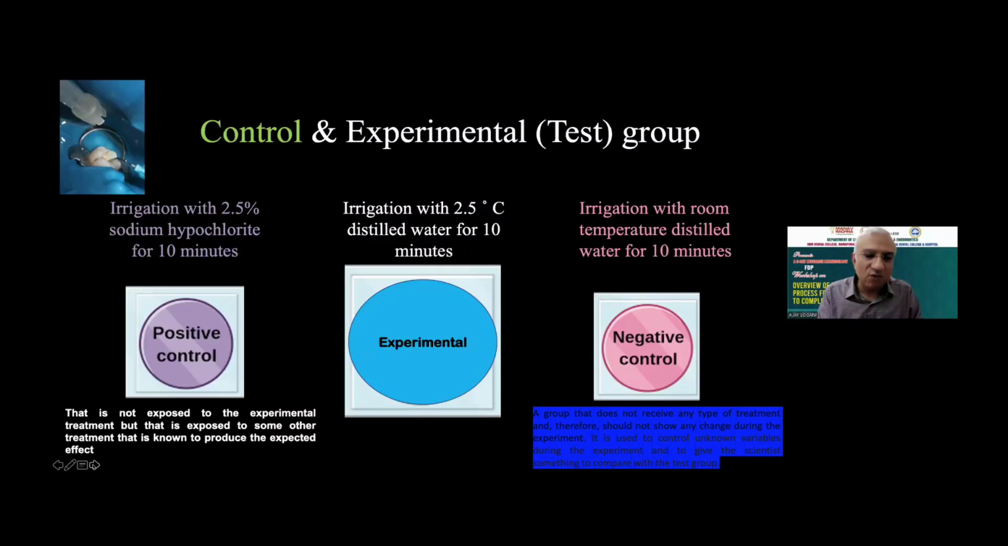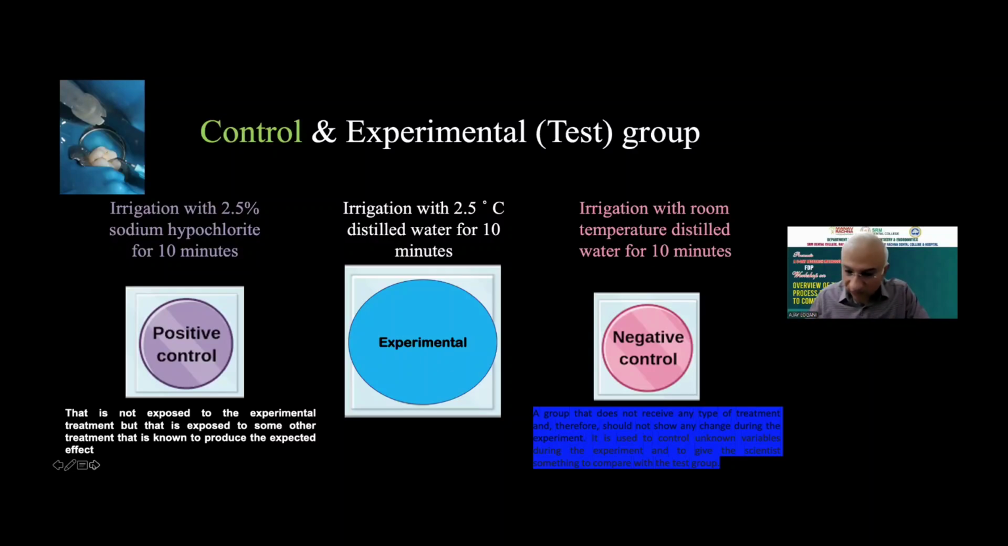We know what the results of using this solution on pulpotomy would be. Obviously, the experiment is: what am I testing in this randomized clinical trial? In this case, I'm testing cryotherapy, using 2.5 degree distilled water for 10 minutes as far as cryotherapy is concerned.